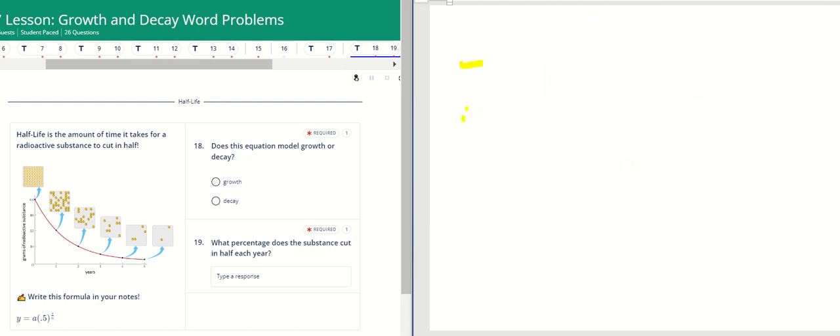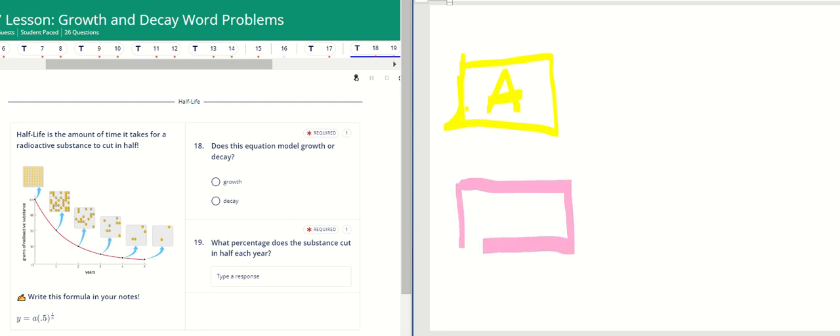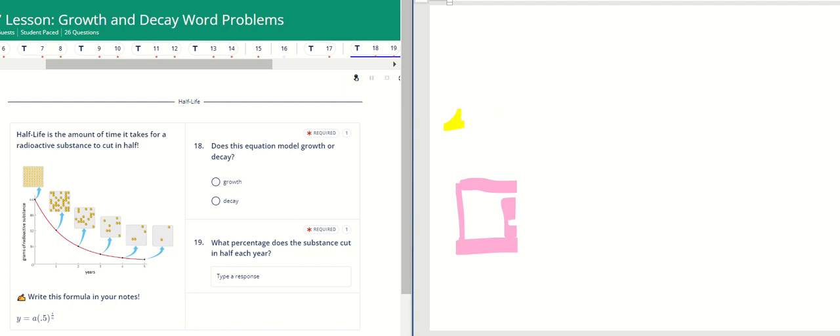So this was the yellow substance, substance A. But what if we have substance B, and it's radioactive, it decays, but it does it at a slower rate? What if it decays at a rate of 5 years? So 5 years goes by, and it cuts in half, just like substance A did. The difference is, over 5 years, substance A has cut in half not just once, but 5 times. There's going to be very little left of it. So even though both substances are radioactive, they have different half-lives.